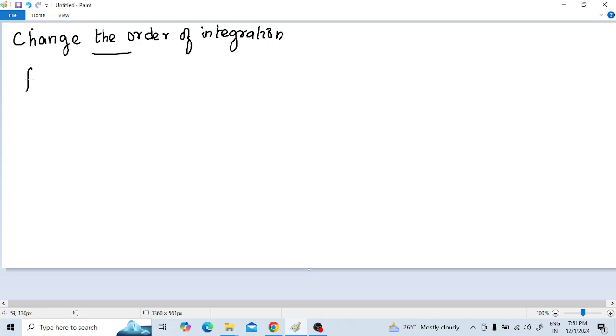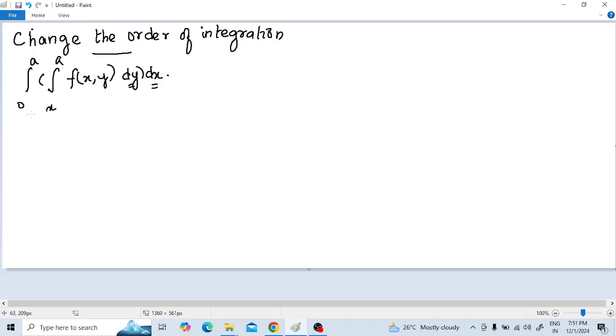Integral over 0 to a, integral over x to a, f of x comma y, dy dx. So here in the inner integral we have y, the outer integral we have x. So let us take the inner integral first. Therefore we have to write the equation.